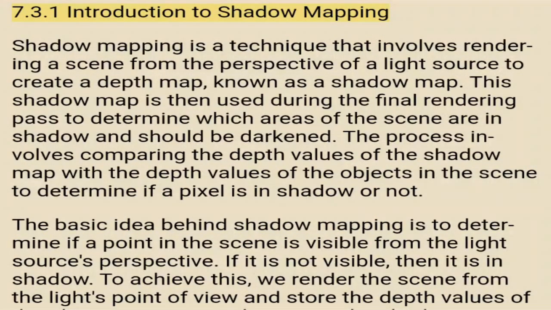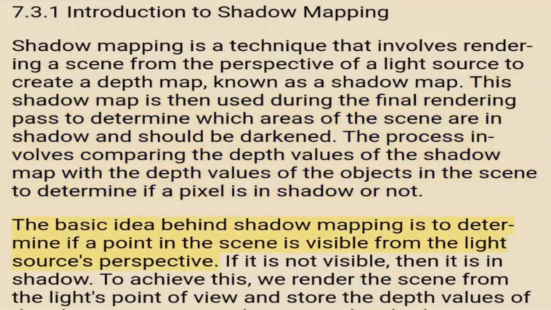7.3.1 Introduction to Shadow Mapping. Shadow mapping is a technique that involves rendering a scene from the perspective of a light source to create a depth map, known as a shadow map. This shadow map is then used during the final rendering pass to determine which areas of the scene are in shadow and should be darkened. The process involves comparing the depth values of the shadow map with the depth values of the objects in the scene to determine if a pixel is in shadow or not.